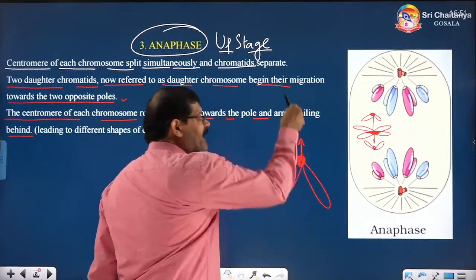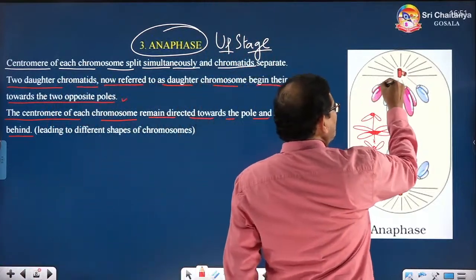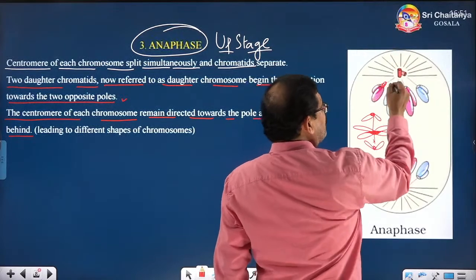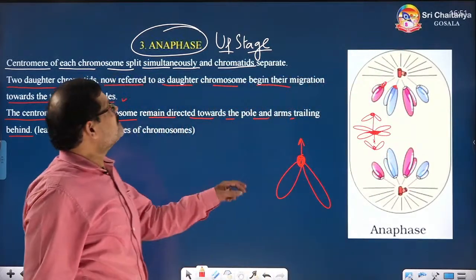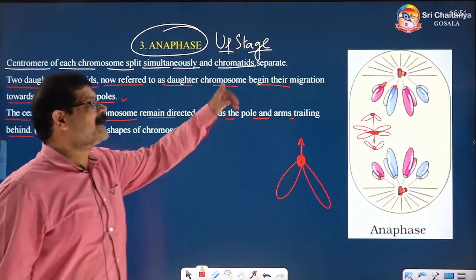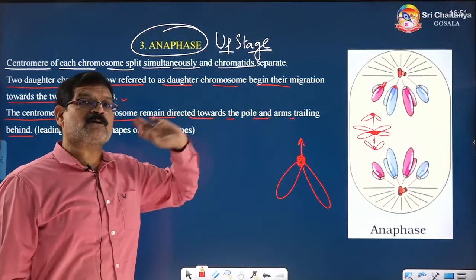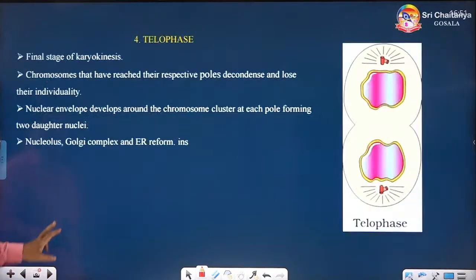Arms also will trace the pathway of the centromere. Here the centromere is going, and these two arms also will be going. Here the centromere is moving, and two arms also will be moving. This is what happens in the anaphase. While they are moving, the shapes of the chromosomes can be best studied. We will study that in detail in later classes.